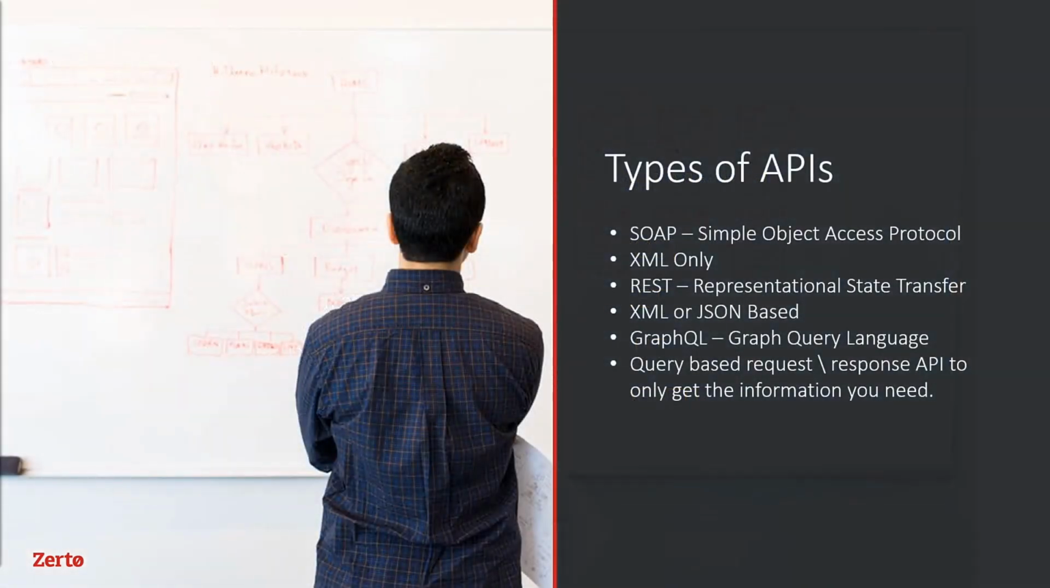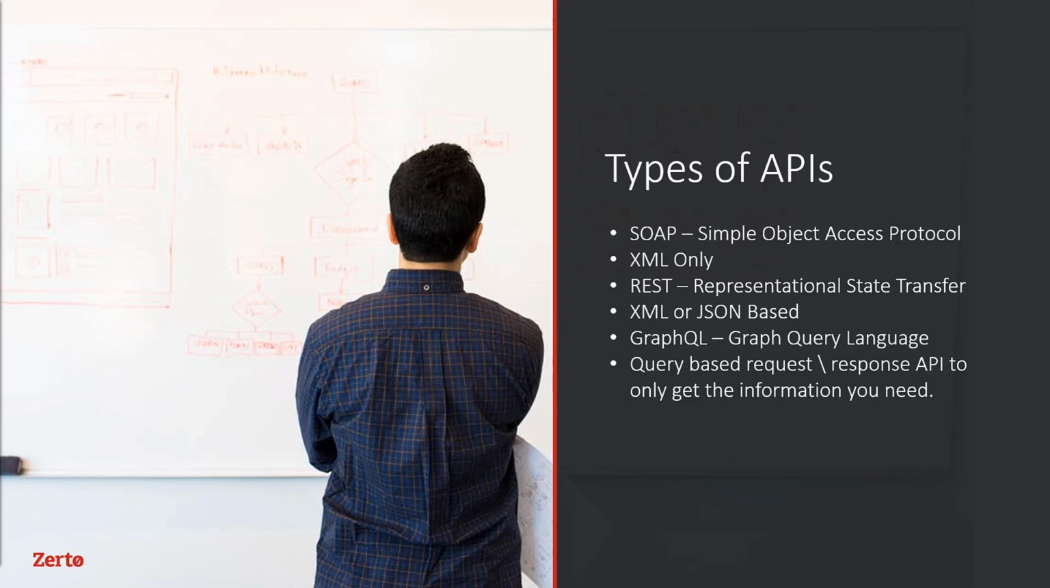So there are several different types of APIs. There's a SOAP API, and SOAP stands for Simple Object Access Protocol. One of the constraints of this API is that it is XML only. We'll define XML here in a second, but just understand that it's restricted to using that response type and that declaration type. REST is representational state transfer, and that's a different one.